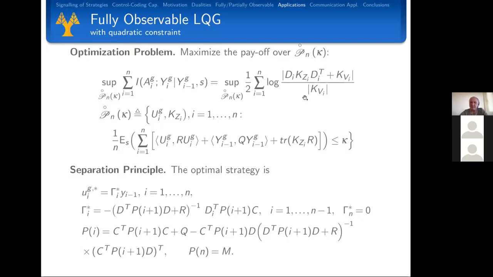The denominator is related to the entropy of the noise because the noise is independent. So this is the quantity if one wants to solve it for finite n. We haven't yet given a meaning in terms of achievable rate, okay?